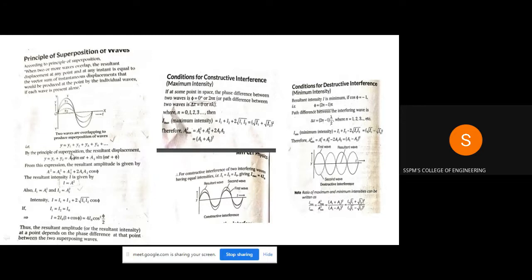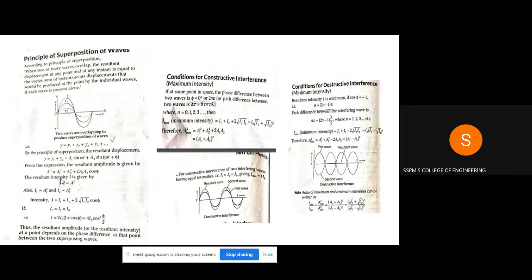By the principle of superposition, the resultant displacement y equals y1 plus y2 equals a1 sin omega t plus a2 sin(omega t plus phi). Phi is the phase difference. From this expression, the resultant amplitude is given by A square equals a1 square plus a2 square plus 2 a1 a2 cos phi. Phi is the phase difference between the two superimposing waves.